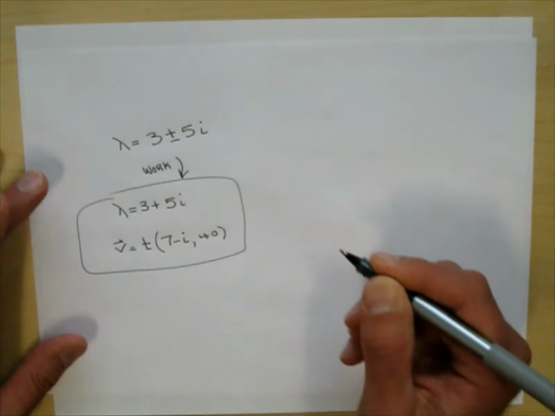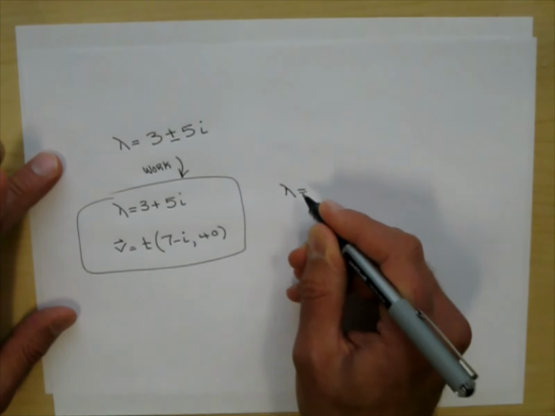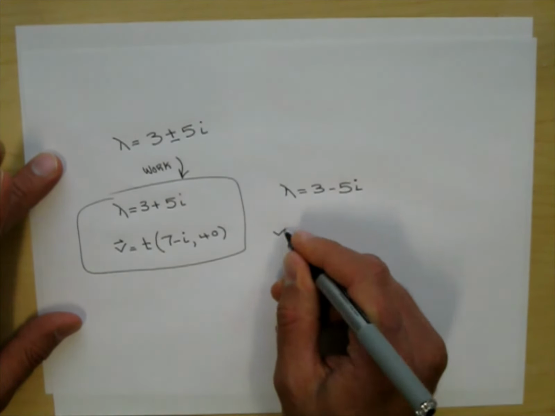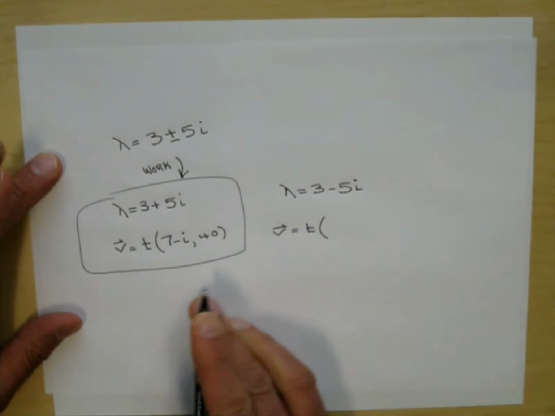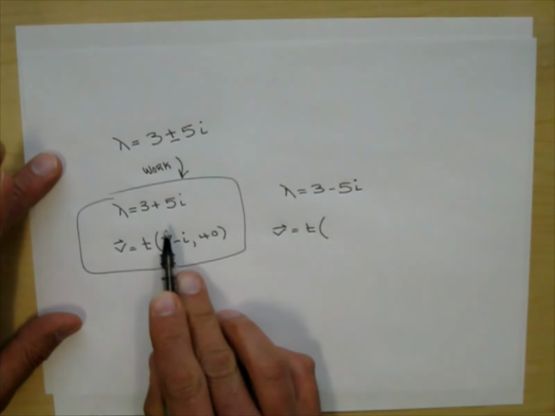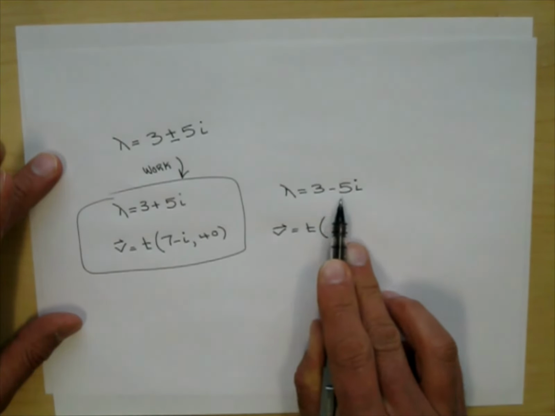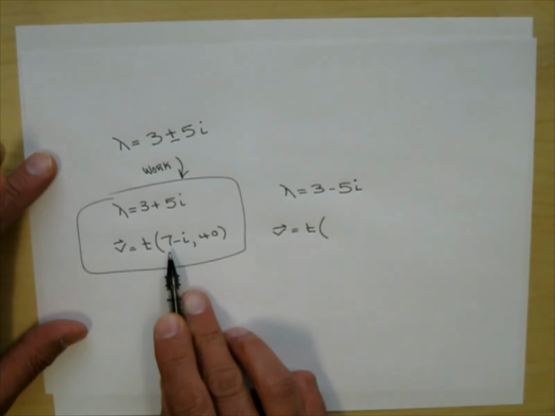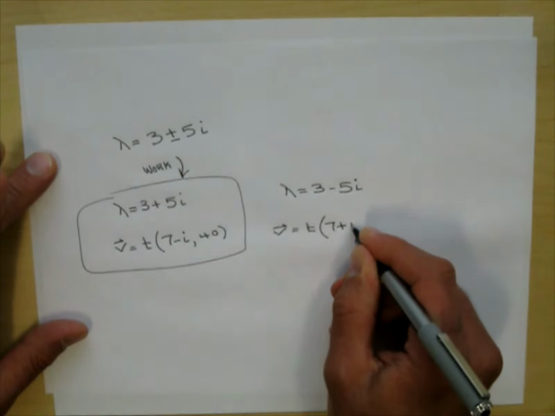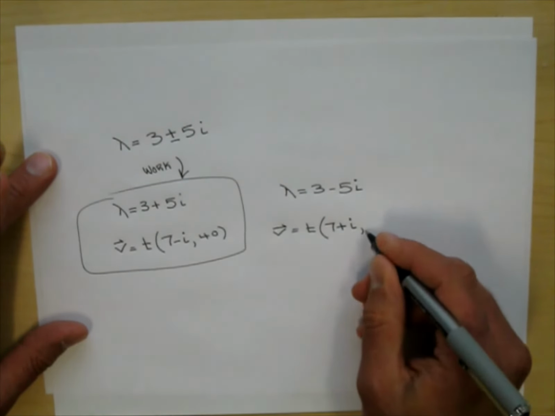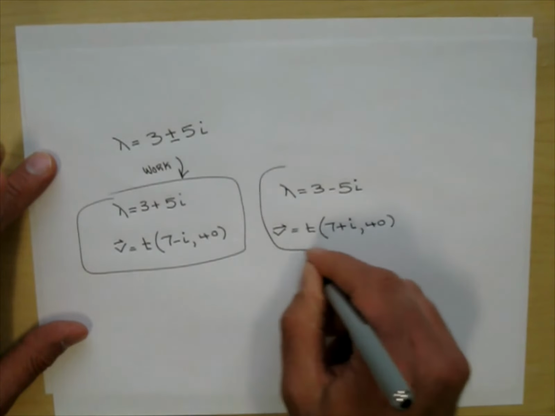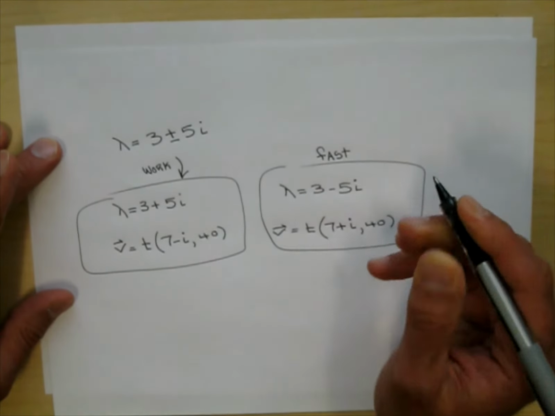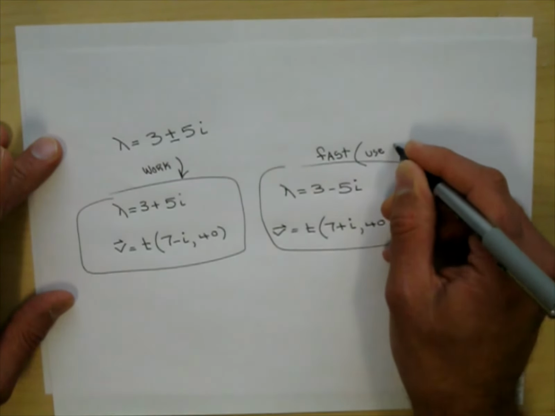And you got there. Then that means that when you have to find the eigenvectors for 3 minus 5i, you don't have to do any work, because all you have to do is take the complex conjugate, because for 3 plus 5i, the complex conjugate is 3 minus 5i. All you have to do is take the complex conjugate of each of these components, and the complex conjugate of 7 minus i is 7 plus i, and the complex conjugate of 40 is 40. And so that should give you the answer really fast. So this is fast. You don't have to do any work. I'll just say use theorem.